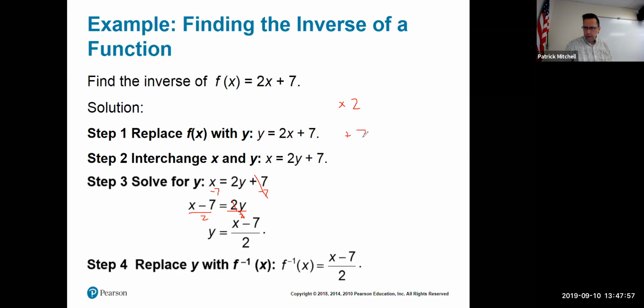So how would I undo multiplying by 2 and then adding 7? Well, I would start by subtracting 7. So in other words, we did these things in this order. I have to undo them in the opposite order. So I'm going to subtract 7 and then divide by 2. So if you think about what subtract 7 and then divide by 2 looks like, it looks exactly like this.